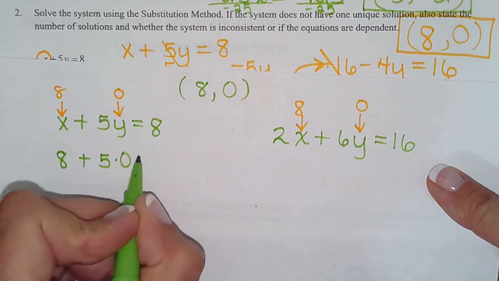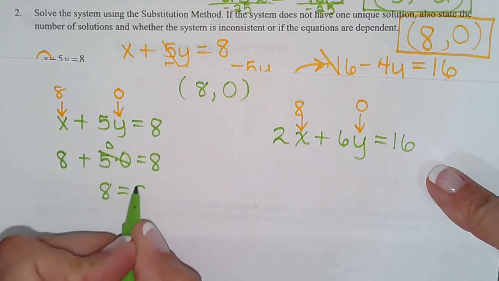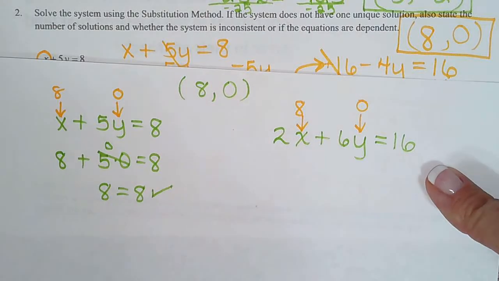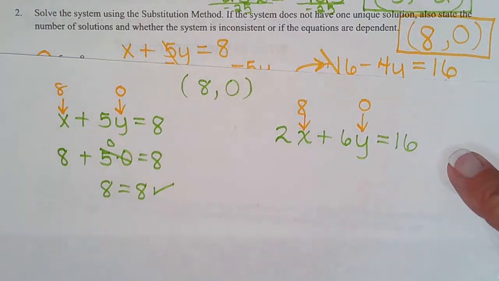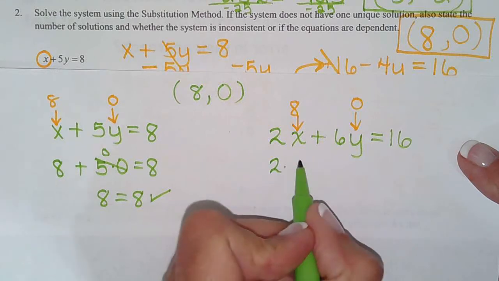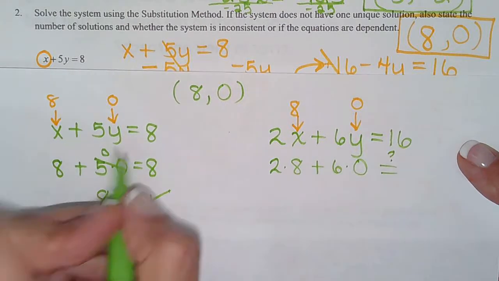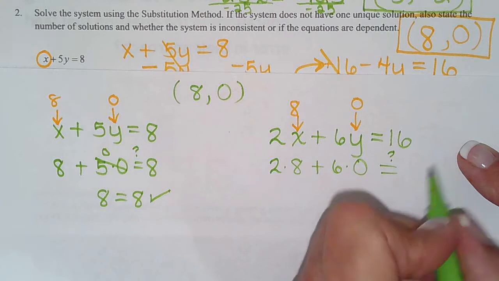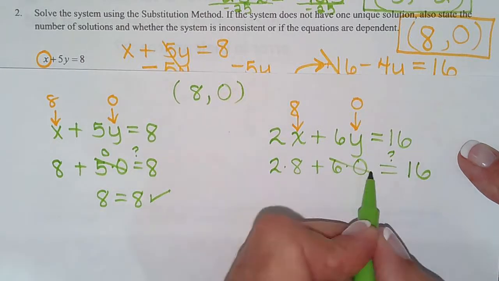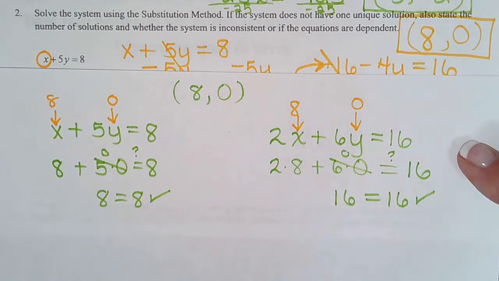And I want to know, is that going to give me this 8? I want to see if it makes a true statement. And sure enough, 8 plus 0, ding, ding, ding. So it checks the first equation. And the second equation, 2 times 8 plus 6 times 0. Does that give me, I forgot to put it, I said it but didn't write it, 16. So again, we have 0, so 16 equals 16. Boom.